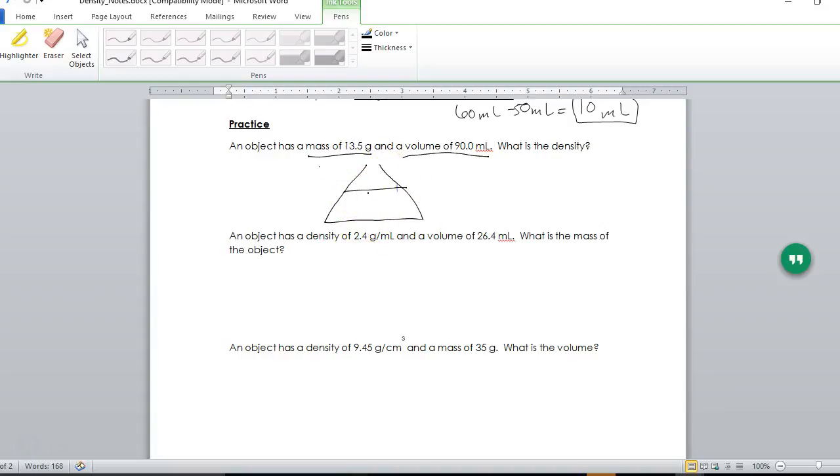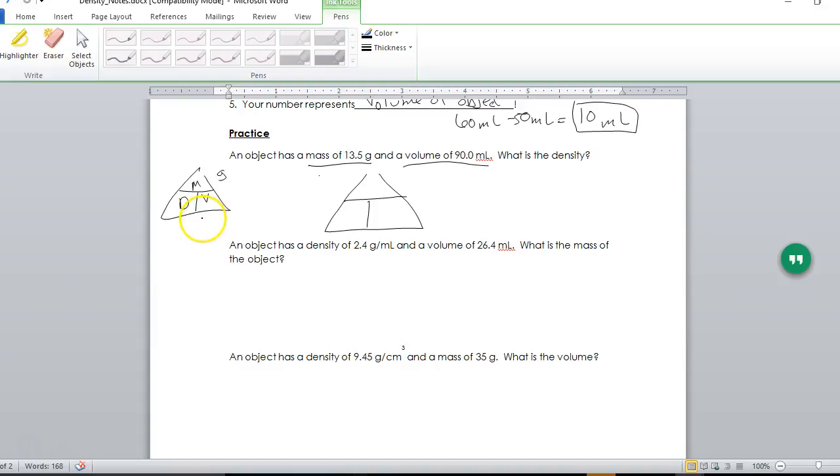Okay. So in the triangle here, I'll rewrite it over here. Density equals mass over volume. So grams, or you can have your volume as milliliters, liters, or centimeters cubed. Okay, so mass, we are given 13.5 grams, and we have 90.0 milliliters. So what is the density? All right, so they're on top of each other. So do we have to multiply or divide? We are going to divide.